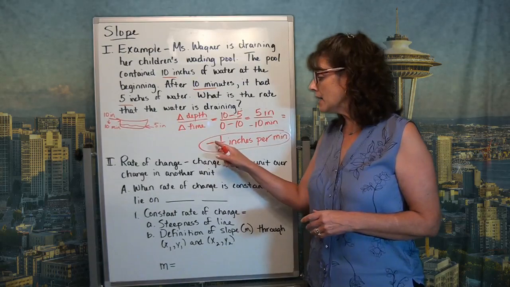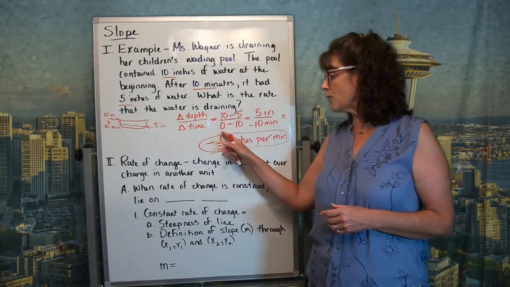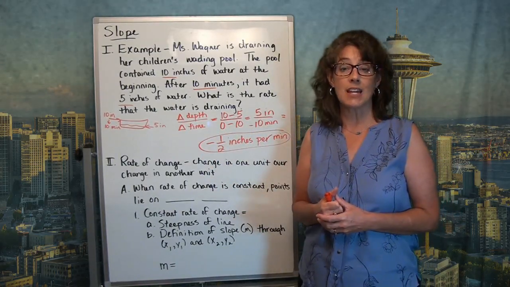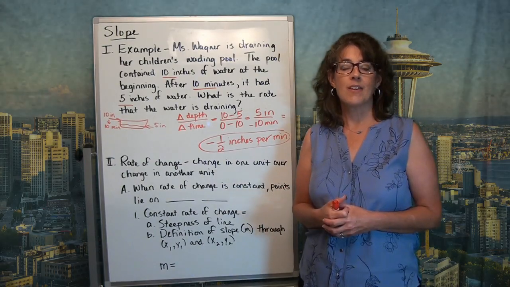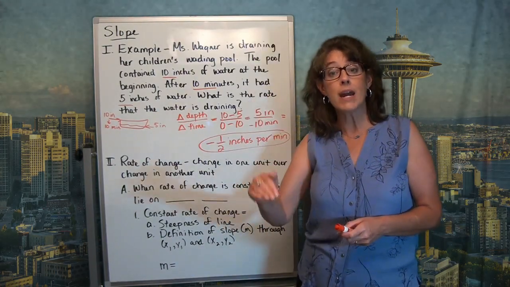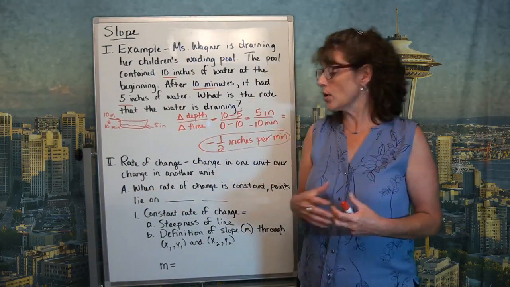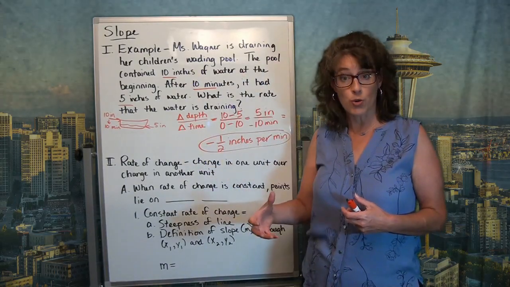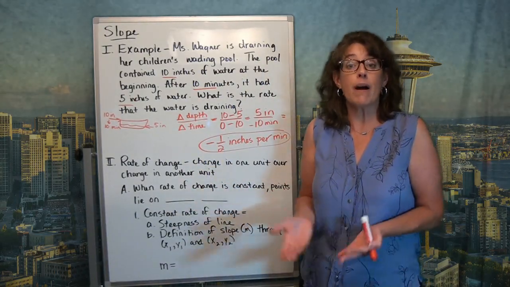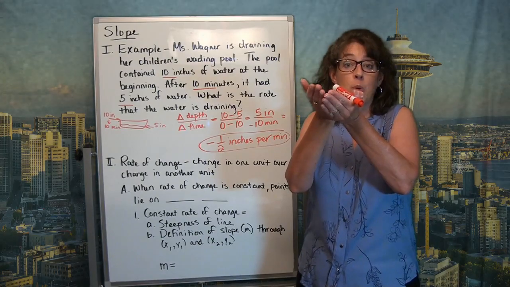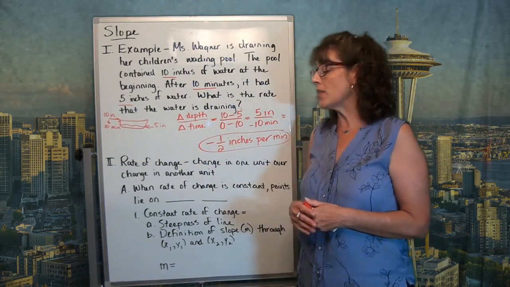Now, why did I put the negative on there? Why did I say it went from 0 to 10 and made it a negative 10? Why did I do that? Yes, because the water is draining. So we need to show that it's draining. The negative implies drain. If it was positive, that would imply that we're filling the wading pool. We're not filling it, we're draining it. And that's why the negative.